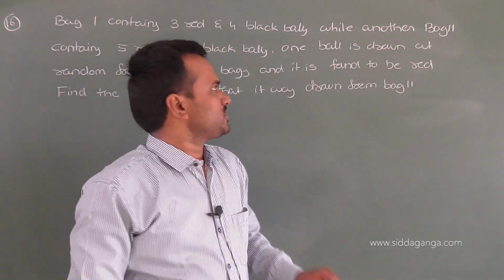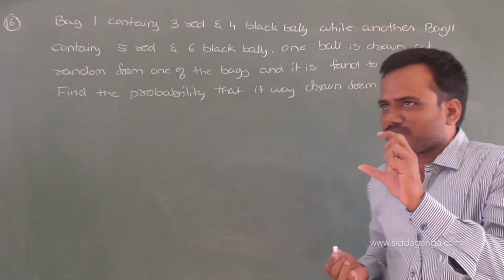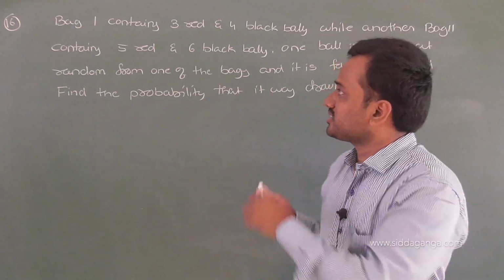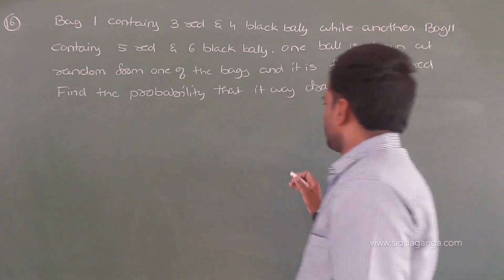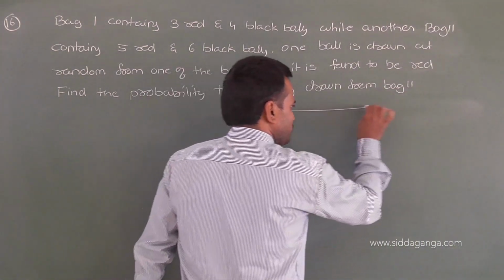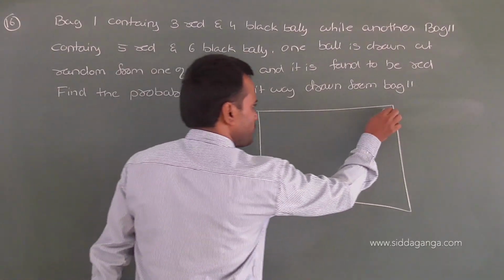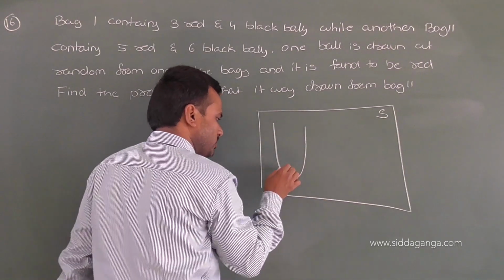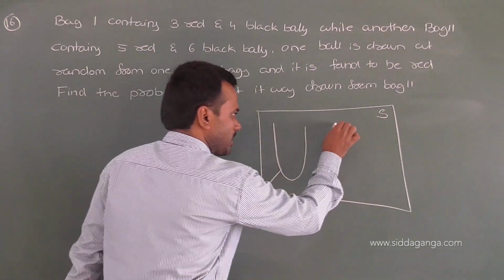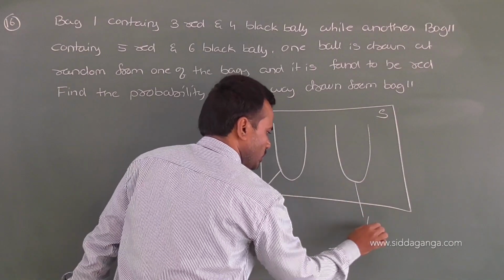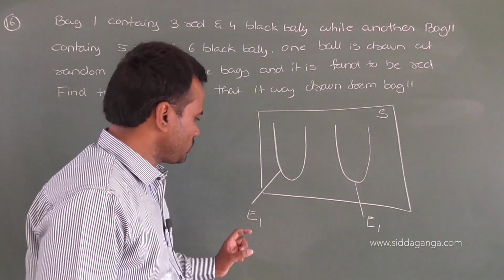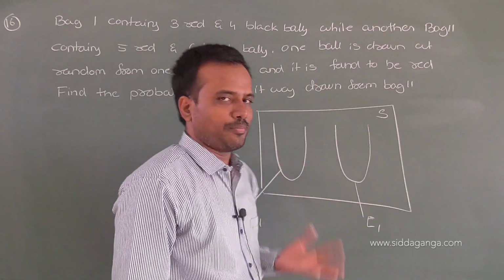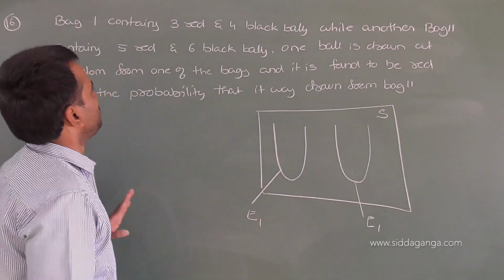See this problem. This type of problem we already discussed in the exercise problems, the first problem, the same concept. So first we observe the concept. This is the sample space. In that sample space, two bags are there, so those two bags we call E1 and E2. No doubt these two are mutually exclusive and exhaustive events, because their union is the sample space and their intersection is the empty set.